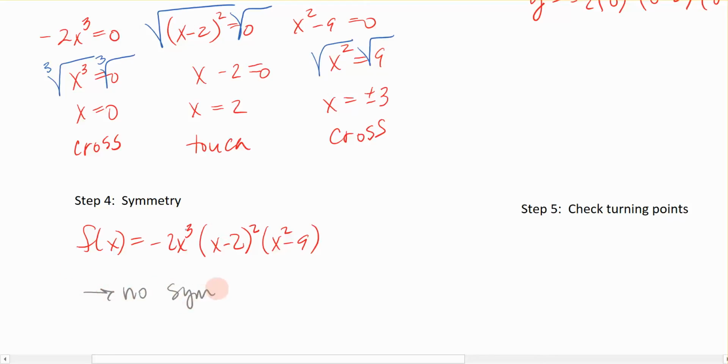So I was looking at the powers of my exponents. This would be an x cubed. This one is going to end up being an x squared, and therefore the 3 and the 2 are not the same, both even or both odd, so we have no symmetry.